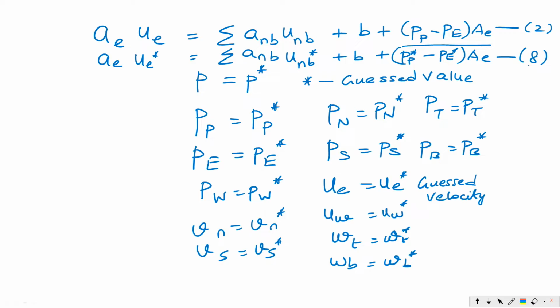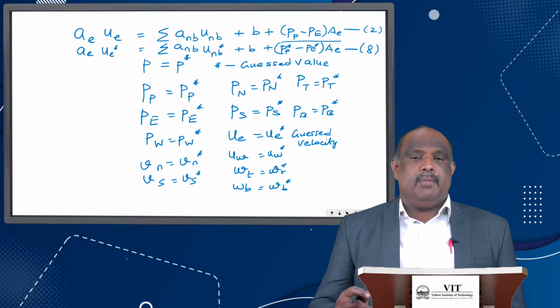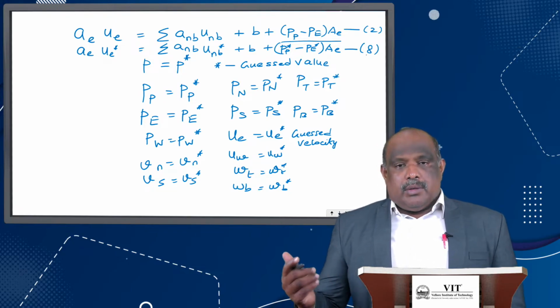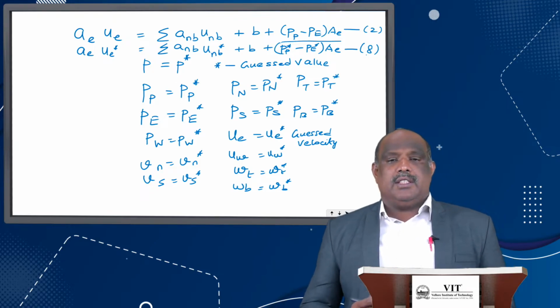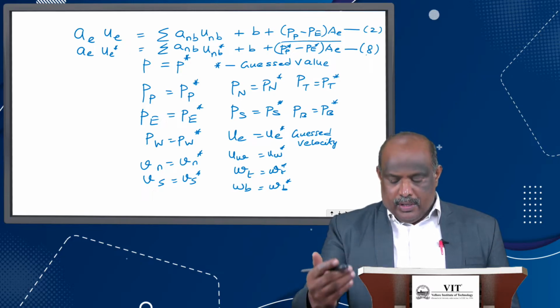Since we do not know the pressure value, we are going to guess it. So it becomes star. So PP will become PP star and so on. I don't want to waste your time. When I substitute PP as PP star and PE as PE star, then I will end up with UE as what? UE star. So up to here we are there. Now let us move to the next stage.